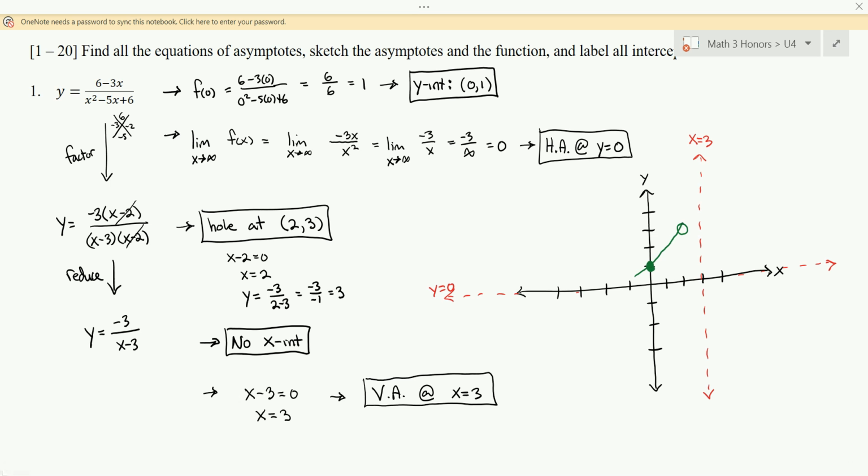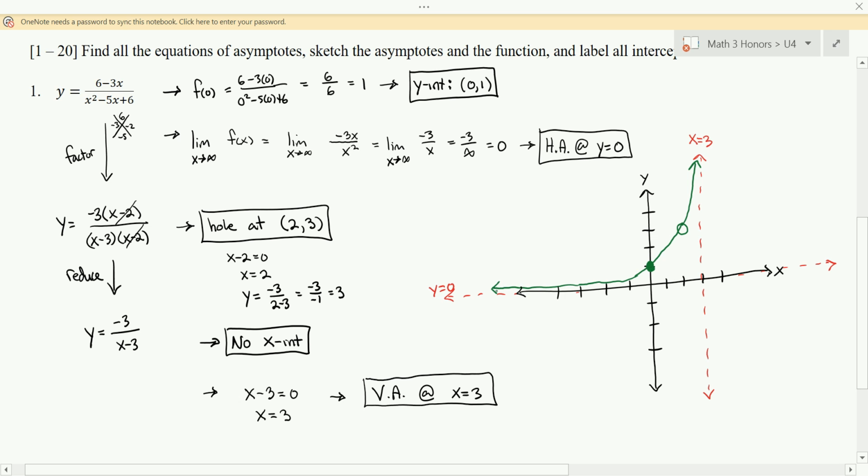Why not? Because it can't cross the x-axis. So we already know it has to go this direction. And it can't cross the x-axis, so it just gets close. Okay, so we're good with that side. And that's exactly what it's going to look like.